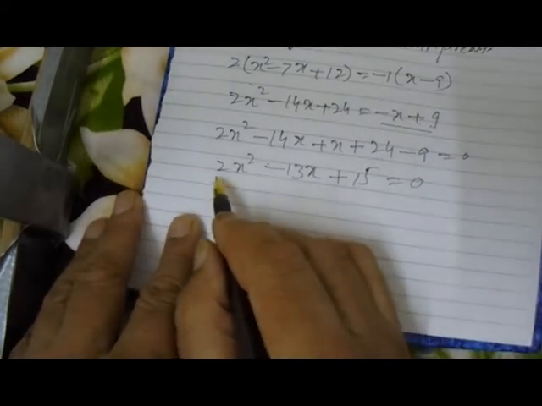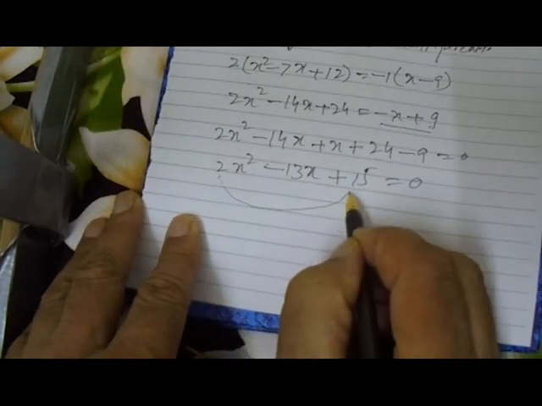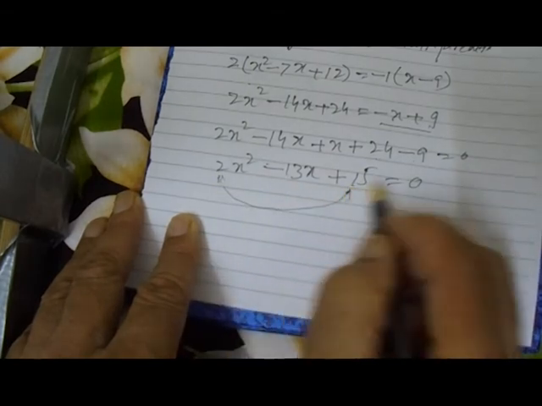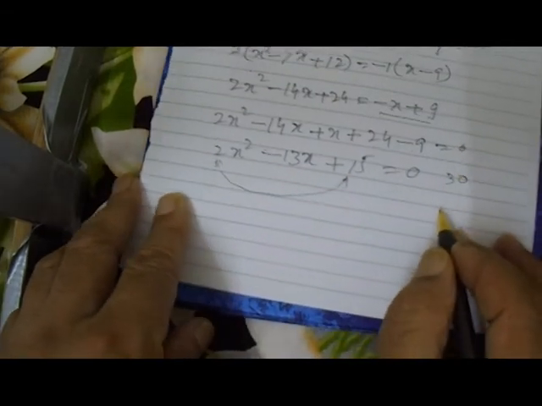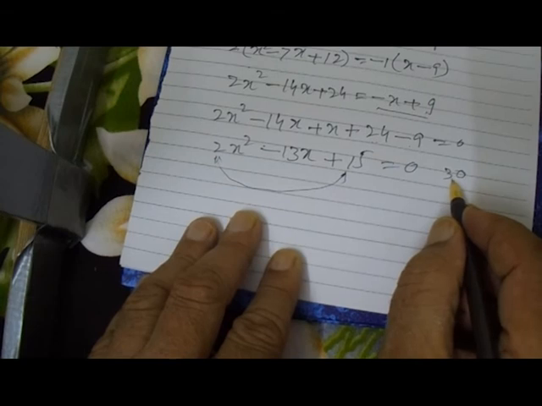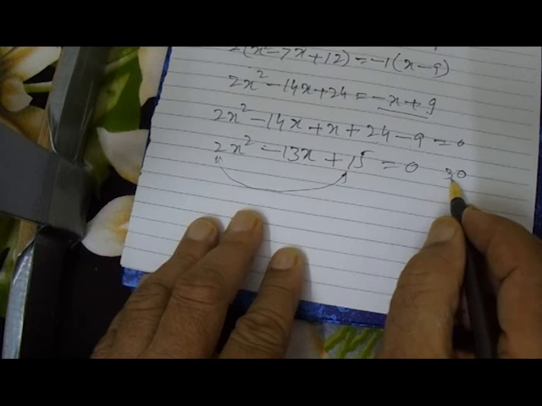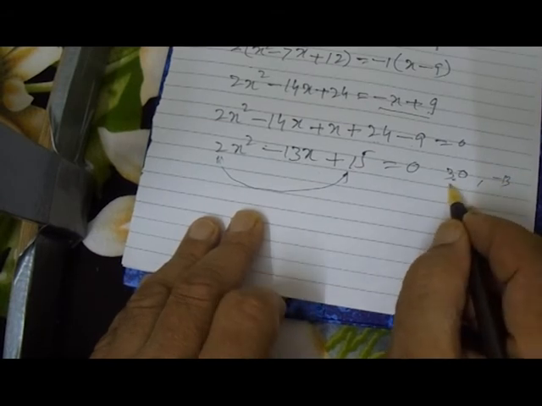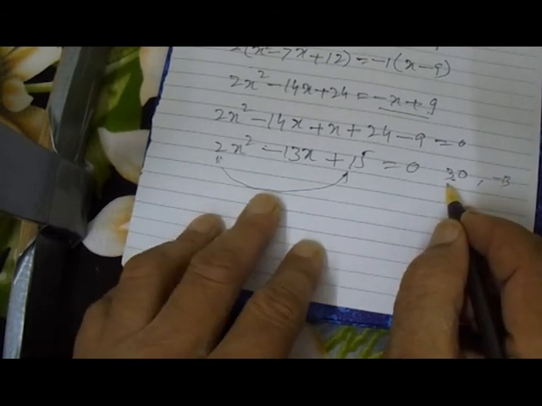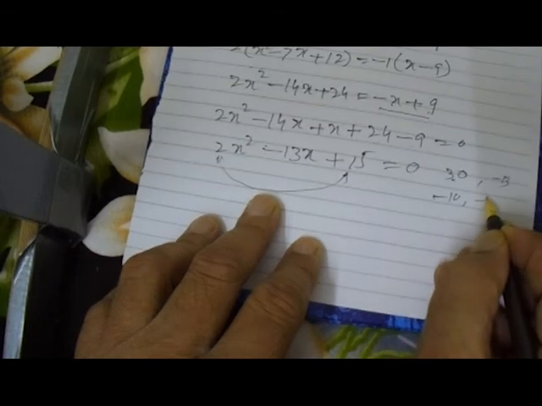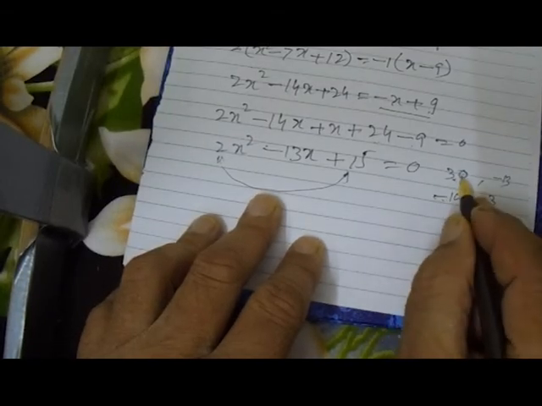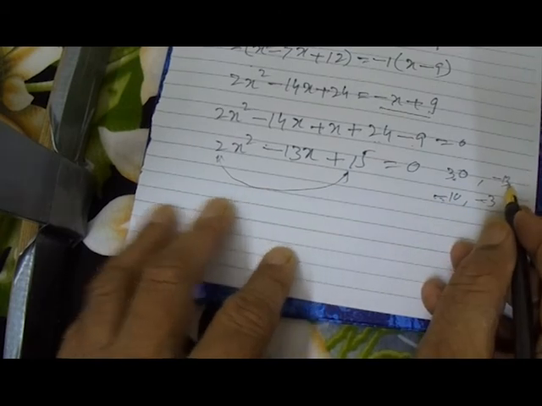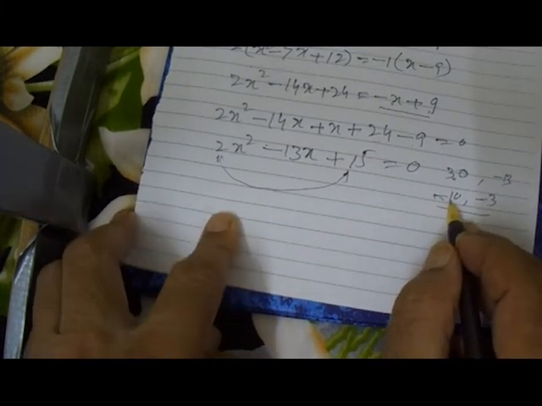Now we multiply this 2 by this constant coefficient of x square, multiplying this we get 30. Now we make two factors of 30 which we multiply and we get 30, and by adding we get minus 13. As we clearly see here, minus 10 and minus 3. If we multiply these, we get 30. If we add these, we get minus 13. It means our two factors are minus 10 and minus 3.